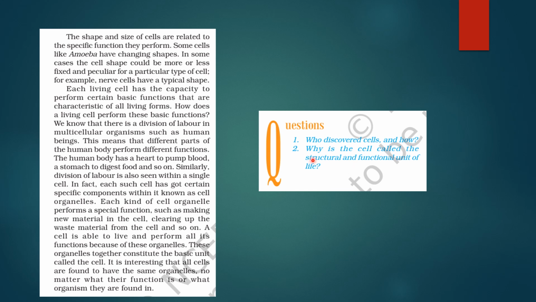Right? The second question is, why is the cell called the structural and functional unit of life? Very important. The cell is called the structural unit of life because all living organisms are made up of cells. It is the functional unit because all life processes like respiration, digestion, reproduction occur at the cellular level, right? Cells work together to form tissues which form organs and which entirely make up the organism, right? So both these questions are very important.